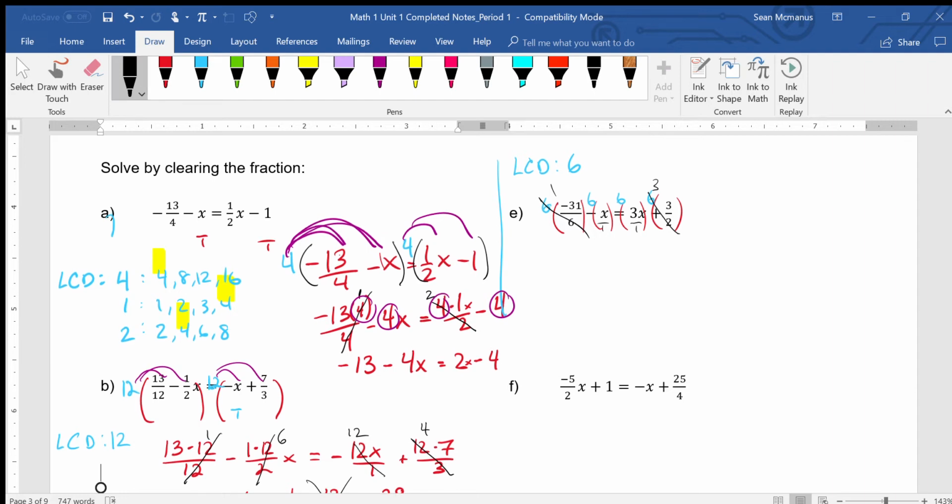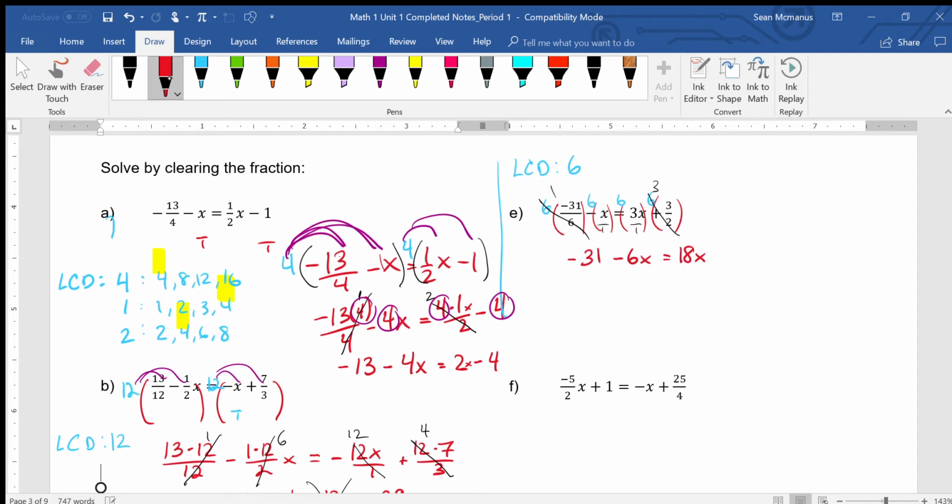So by multiplying each one, I'm even able to cut another step out of writing the solution, right? And so I end up with negative 31 minus 6x equals 6 times 3 is 18x plus 3 times 3 is 9. And now I'm in a pretty good spot to try and solve this, right? Add the 6x to both sides.